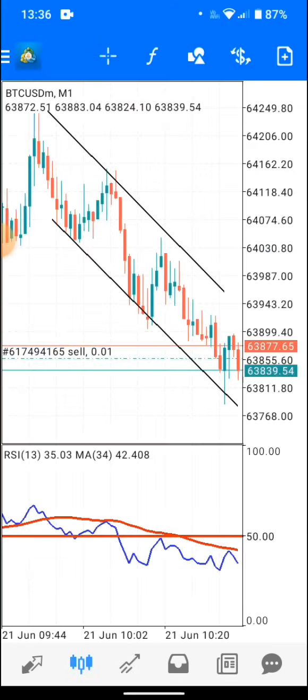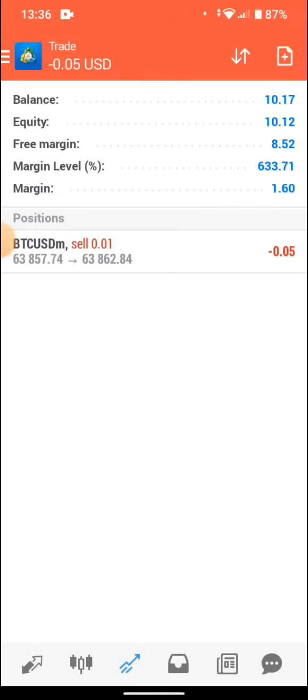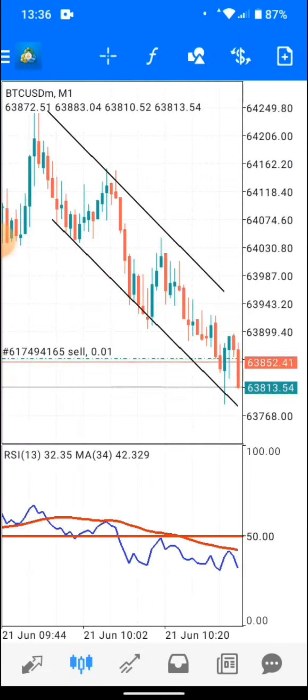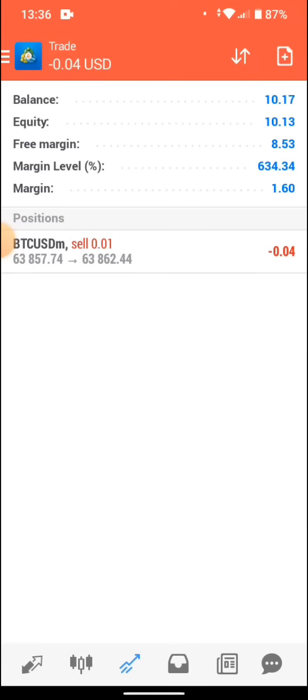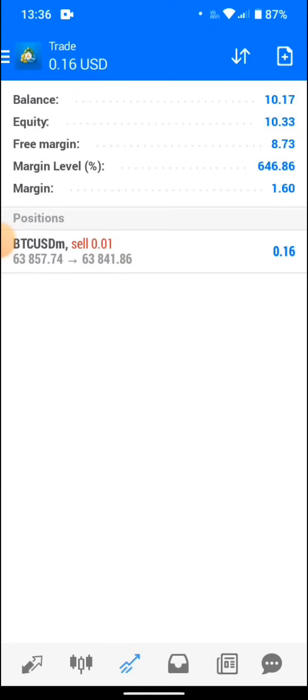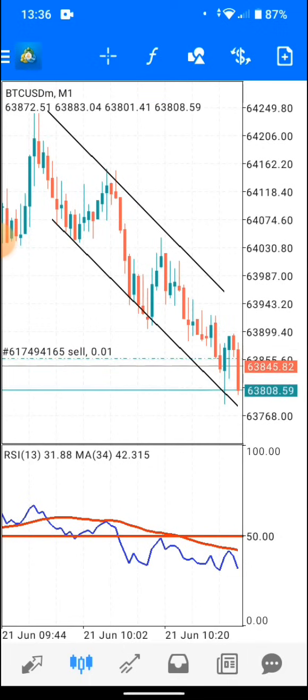You just need to exercise patience. So you see now we are even in profit. We need to exercise patience. This is scalping. As soon as you make a little bit of profit, then you close. You just need to exercise patience. Okay, no need to be scared. Let's see how this is going to play out.